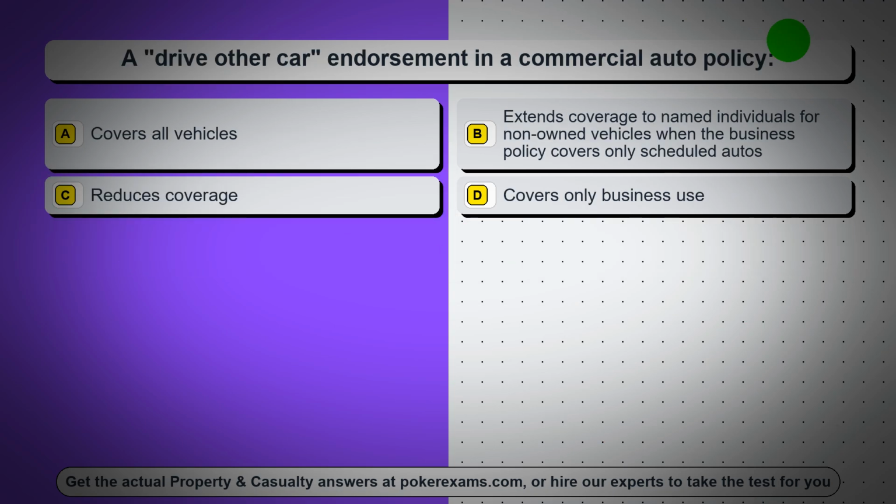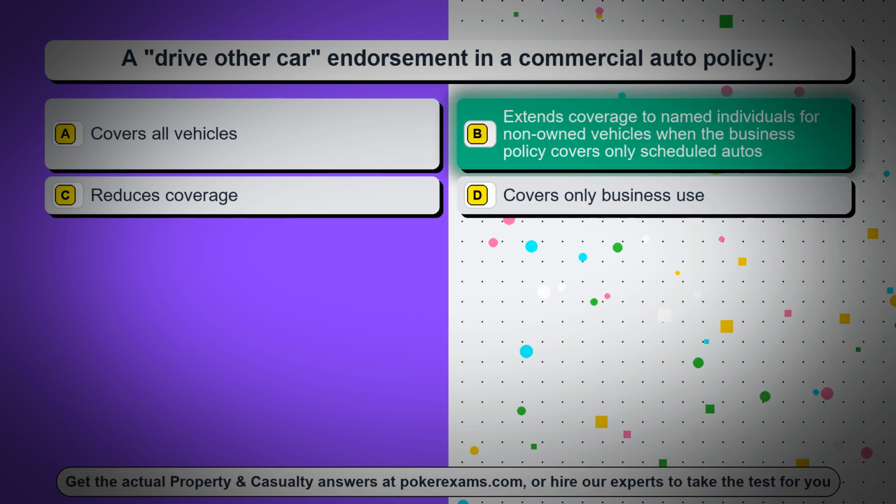Question 88. A drive other car endorsement in a commercial auto policy: option A, covers all vehicles. Option B, extends coverage to named individuals for non-owned vehicles when the business policy covers only scheduled autos. Option C, reduces coverage. Option D, covers only business use. The correct answer is option B, extends coverage to named individuals for non-owned vehicles when the business policy covers only scheduled autos.